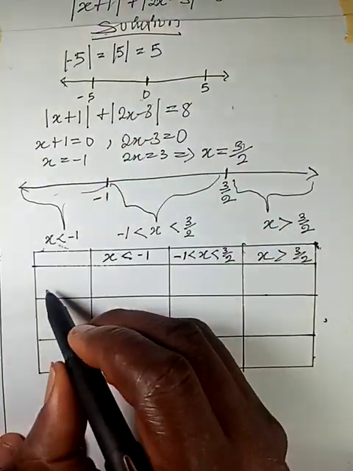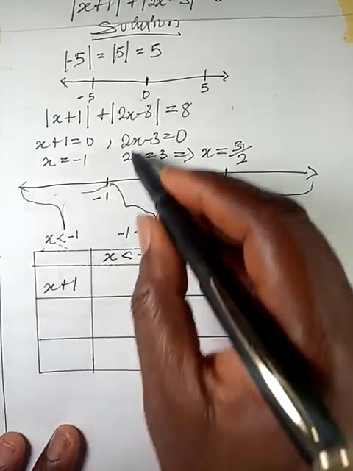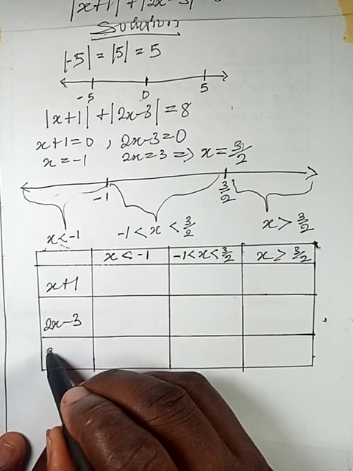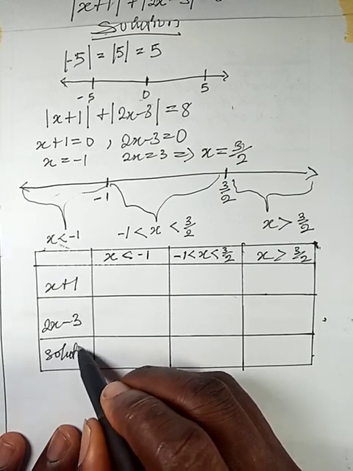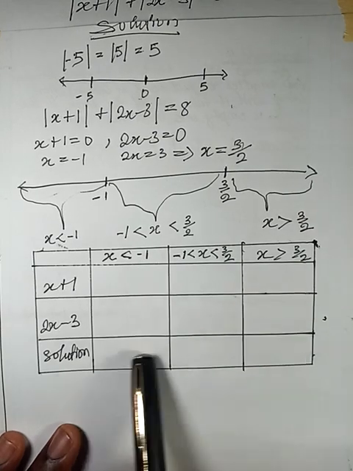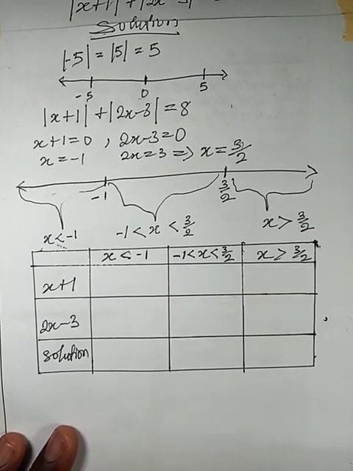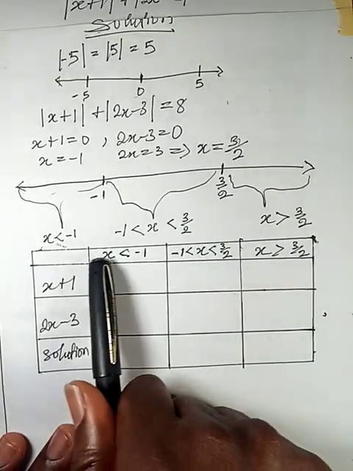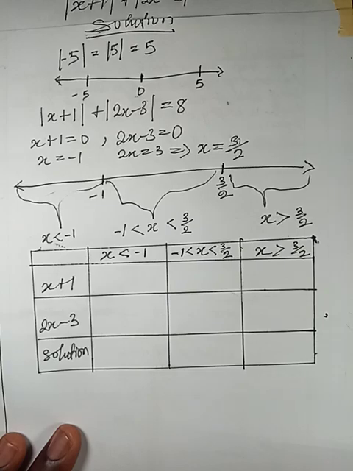The first expression I'll have here is x plus 1. The second one will be 2x minus 3. And this will give us solutions. We are going to get solutions here. We may or may not accept the solutions we get here. Whatever solutions we get here, we'll compare with these regions. If they don't fall within these regions, we will not accept them.